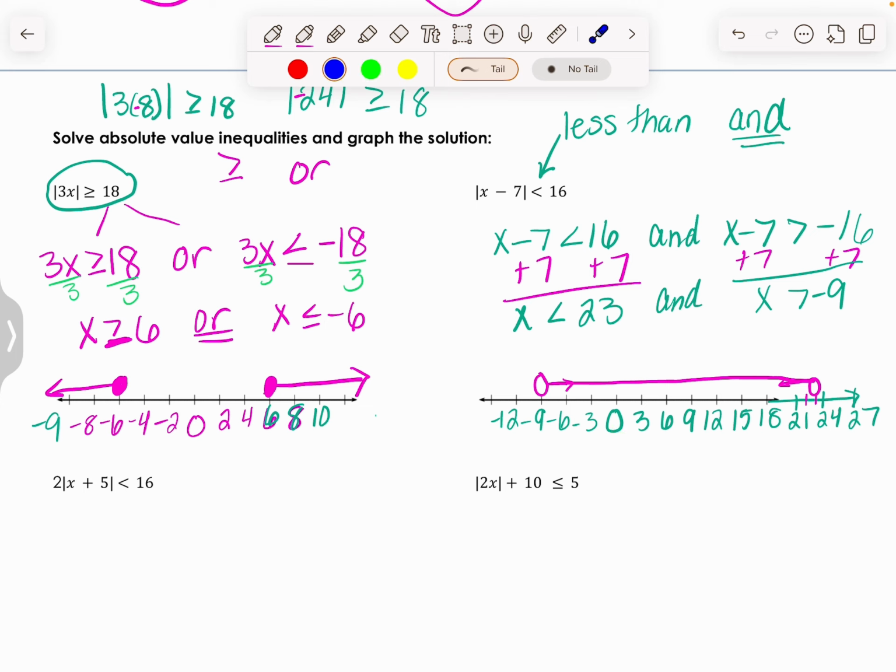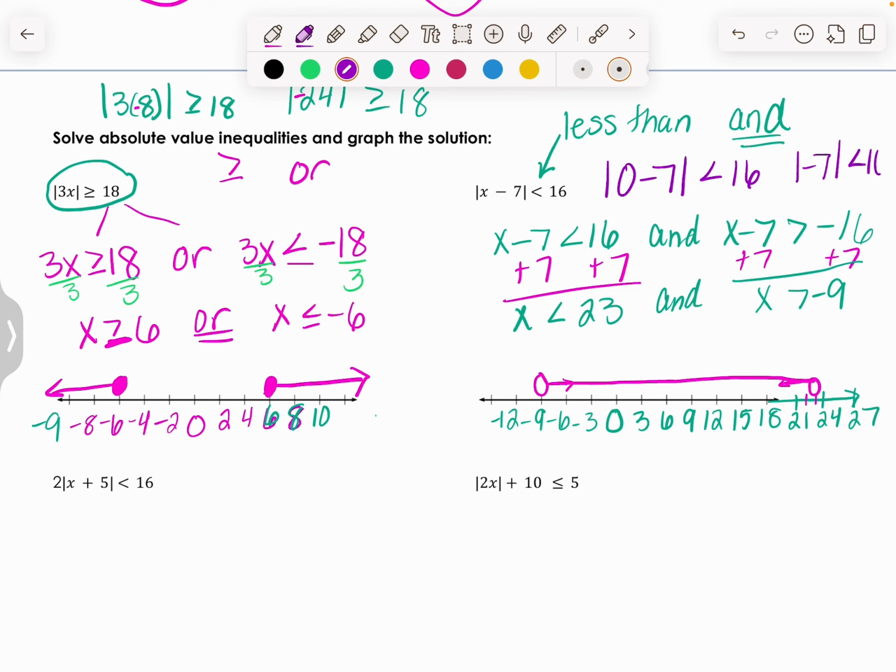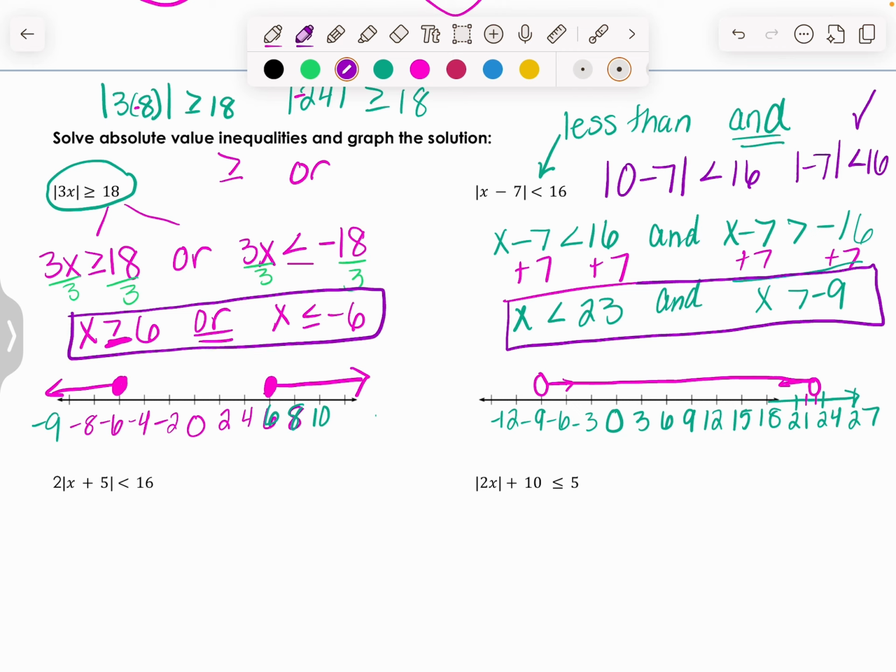So let's try that. If we plug that back in, the absolute value of 0 minus 7 has to be less than 16. Well, 0 minus 7 is -7, and we know that -7 is 7 away from 0, which is less than 16. So that would be true. Any of those numbers, including all the decimals, would be solutions to the inequality. So our answer is x is less than 23 and x is greater than -9. Over here, our answers were those, just to be clear.